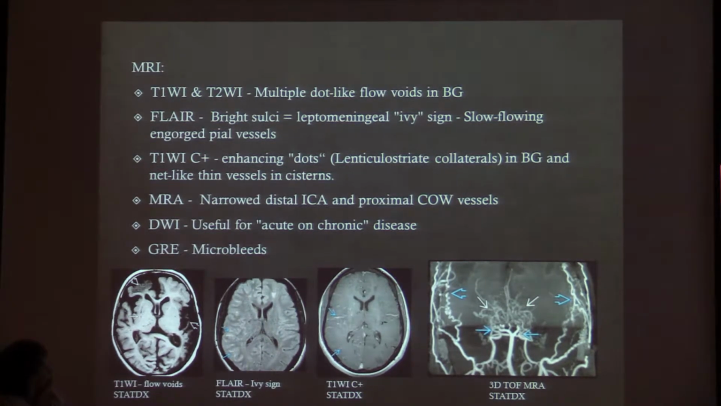On the lower portion of the slide, you can see on the left side a T1 weighted image with small black dots, which are the flow voids in the area of the basal ganglia. On FLAIR, you can see the ivy sign, the bright sulci, and we could see the T1 weighted image after gadolinium with linear enhancement, also with enhancement of the sulci. On the right side, there is an MRA image with multiple collaterals and pial collaterals.